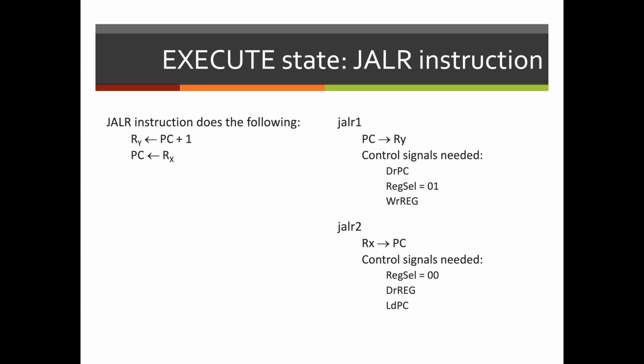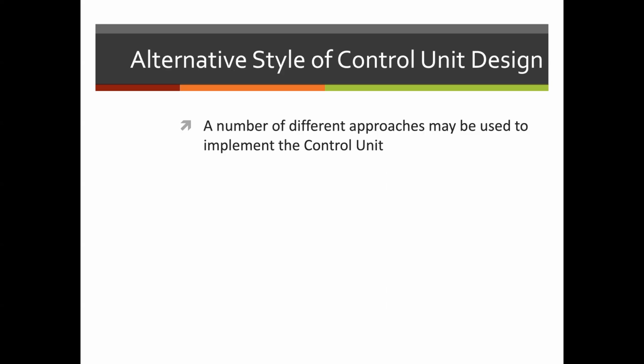And so what we are able to do is implement the JLR, where we store from the program counter onto register 1 into register Y with our appropriate control signals. And then we can also store from register X onto the program counter as well. And so this provides for another method for implementing our JLR instruction. And so here we've provided for one approach for implementing our control unit design.